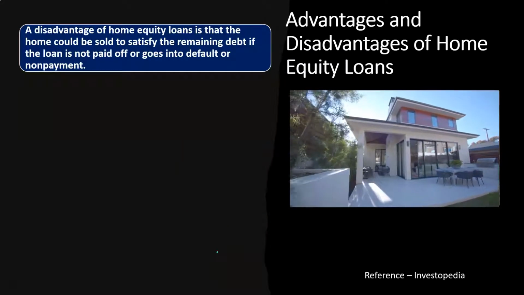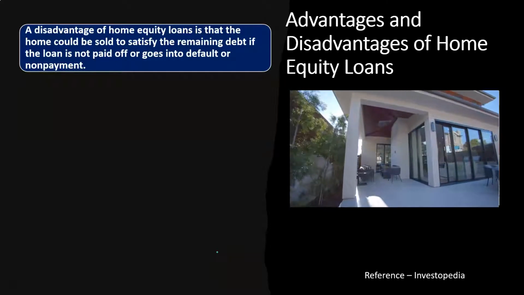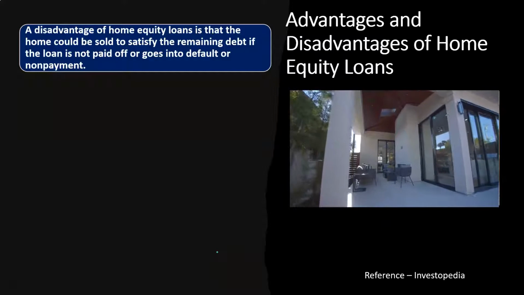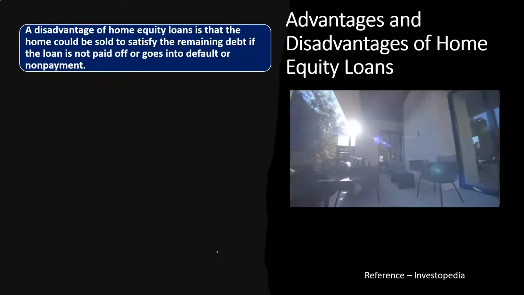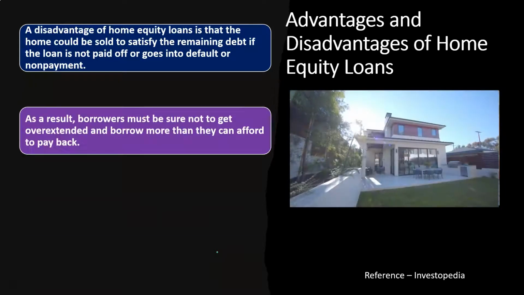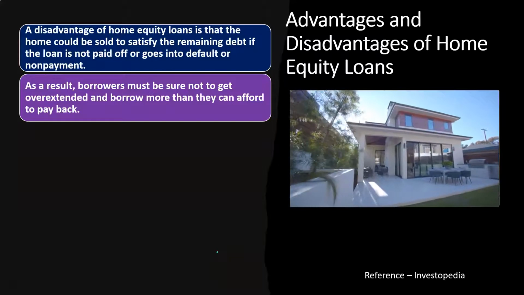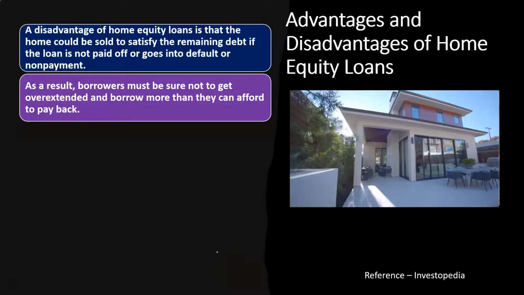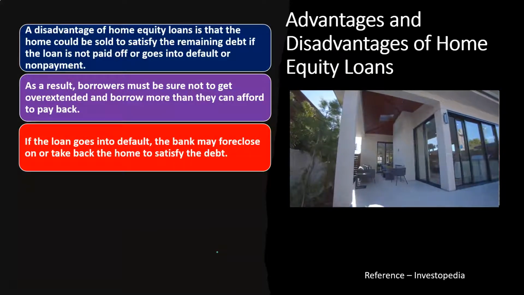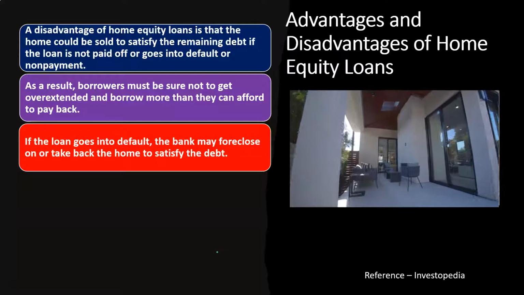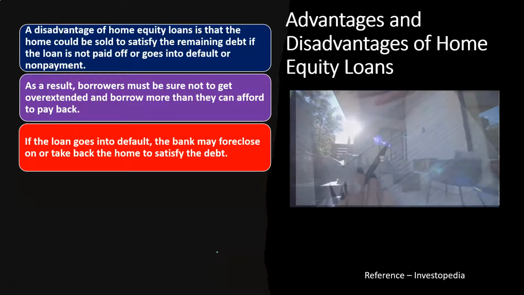A disadvantage of home equity loans is that the home could be sold to satisfy the remaining debt if the loan is not paid off or goes into default or non-payment. So clearly the bank has collateral, the home, so in the event that you default on the loan, then they have that recourse. As a result, borrowers must be sure not to get overextended and borrow more than they can afford to pay back. So obviously you want to make sure that you're not borrowing too much, because if you can't pay back the loan, then your home is at risk, of course, with the default process.